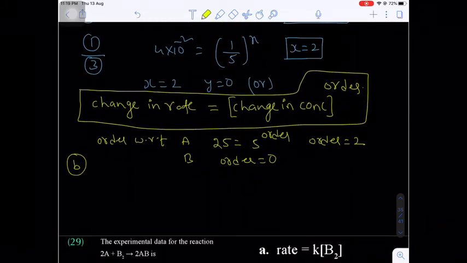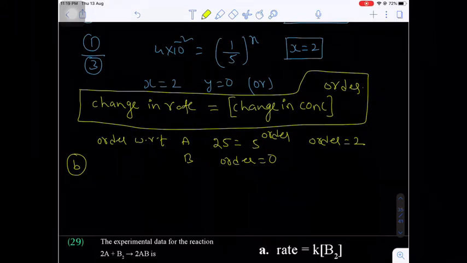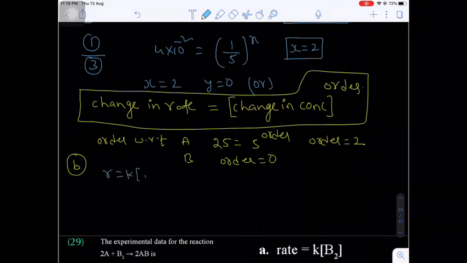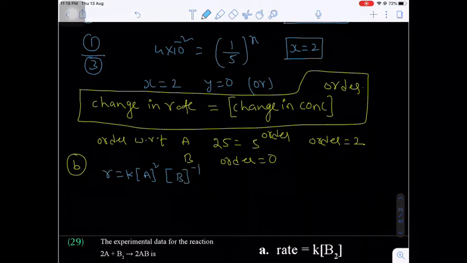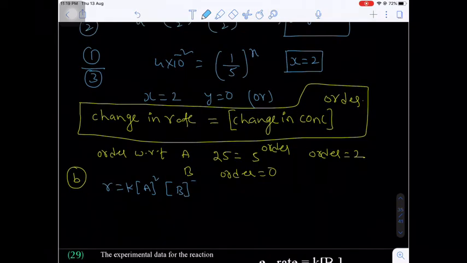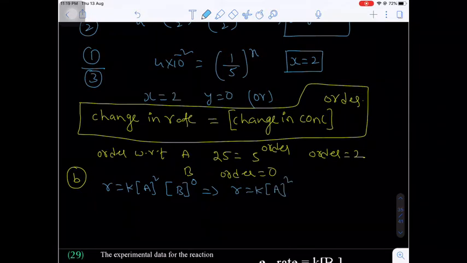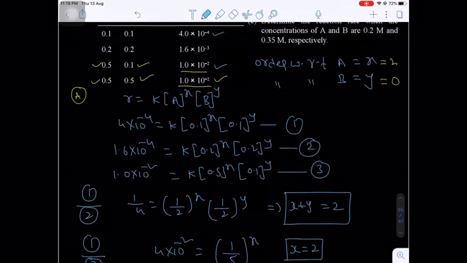Now there is another question given here, question number B. Find the rate constant. Let's suppose I take the rate expression R is equal to K into A to the power 2 into B to the power 0. So there is no need to write the B value. I can simply write R is equal to K into A square. So you know the R value. Do you know the R value here? Yes.